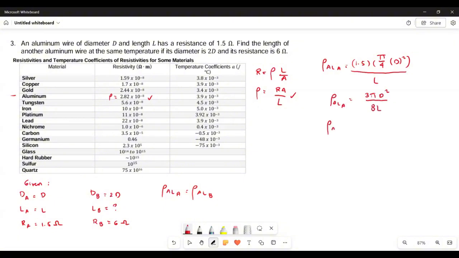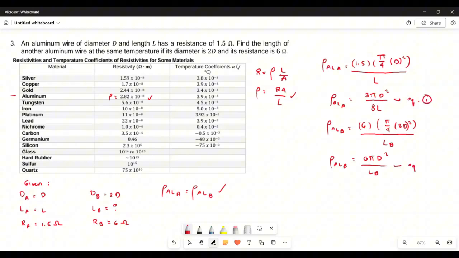For aluminum wire B, meron kang 6 na resistance and then area na pi over 4 times 2D squared. Dito yung squared. Over yung length na pinapahanap sa atin, L sub B. Simplify lang natin, we have 6 over 4 times 2 squared. Yan ay 6 pi D squared over L sub B. Pag-equate natin ito, ito yung equation 1, tapos ito yung equation 2. Therefore, 3 pi D squared over 8L is equal to 6 pi D squared over L sub B.